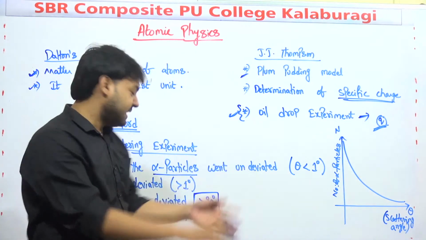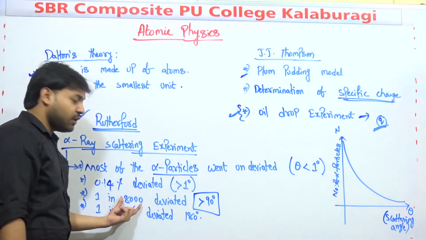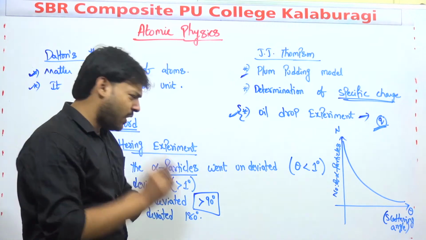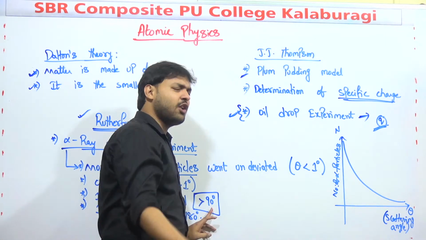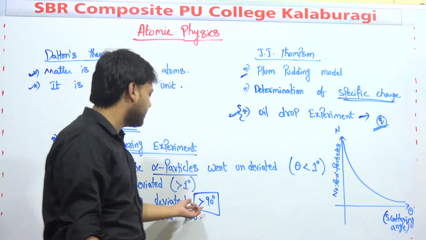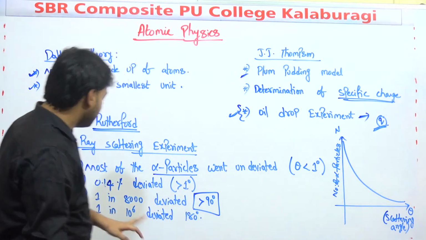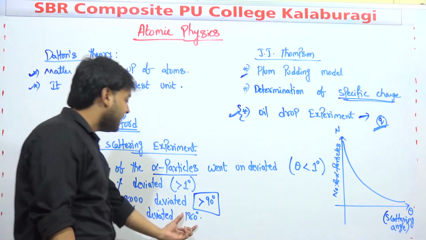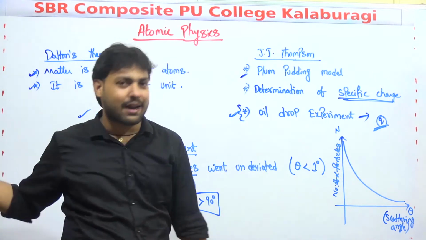Greater than 90 degrees out of 8,000 alpha particles, in that ratio. Not exactly 1, but the ratio is like that. Next, 1 in 10 to the power 6 deviated by 180 degrees. In a sense, it retraces back.